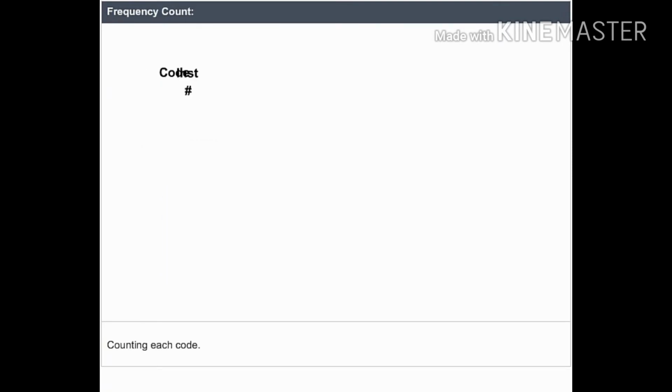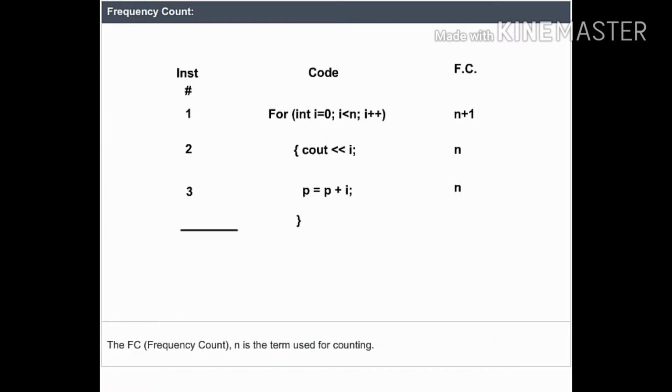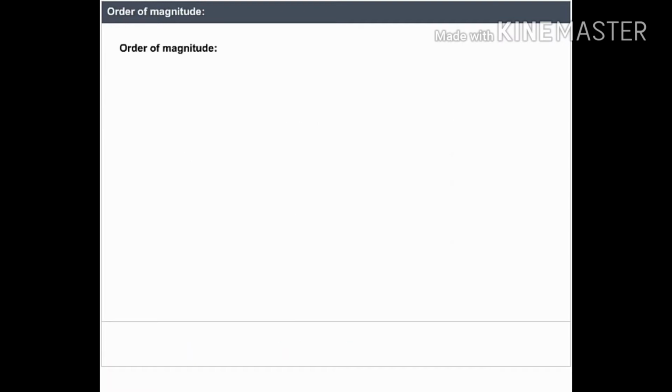Frequency count. Counting each code. Loop counting. For each instruction, predict how many times each will be encountered as the code runs. The FC, frequency count, n, is the term used for counting. Order of magnitude.